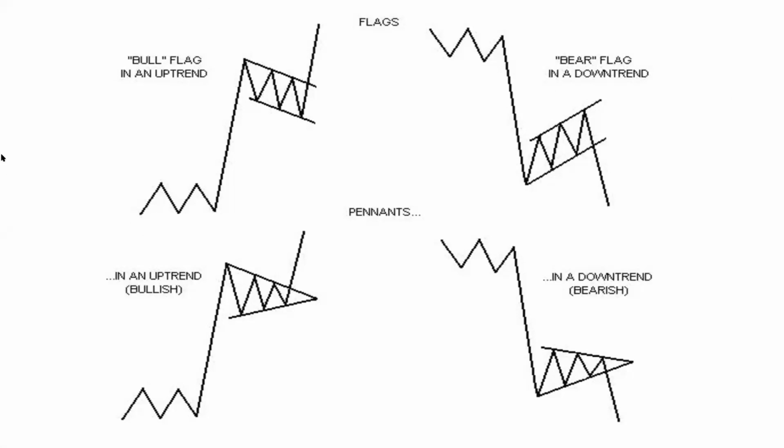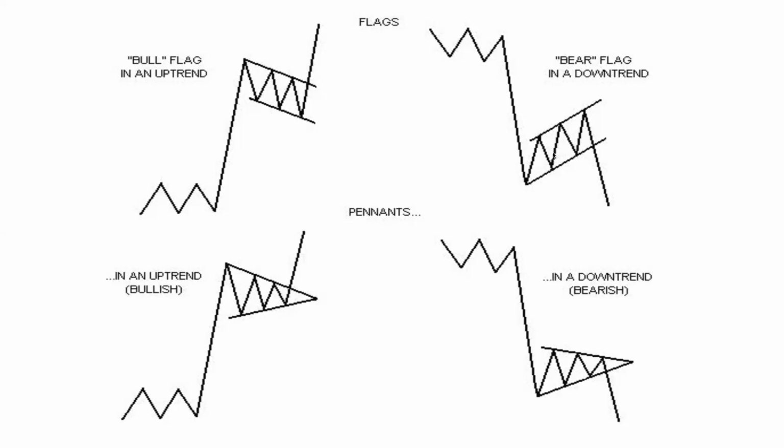The main difference between a flag and a pennant is the trend lines. These two are pennants. And what do we see about these trend lines? The trend lines connect. They're squeezing at the end. With flags, they're in channels, so we have a flat support line and a flat resistance line. Over here we see a descending resistance line and an ascending support line. That's the main difference between a flag and a pennant.